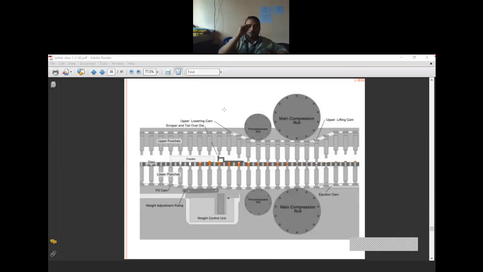And below, have you seen the below? One roll is there below. Yes, sir. When it rotates, the lower punch goes upward. The upper punch goes downward, the lower punch goes upward. By this process, it will compress. Understood? Yes, sir. Not understood. No, sir.